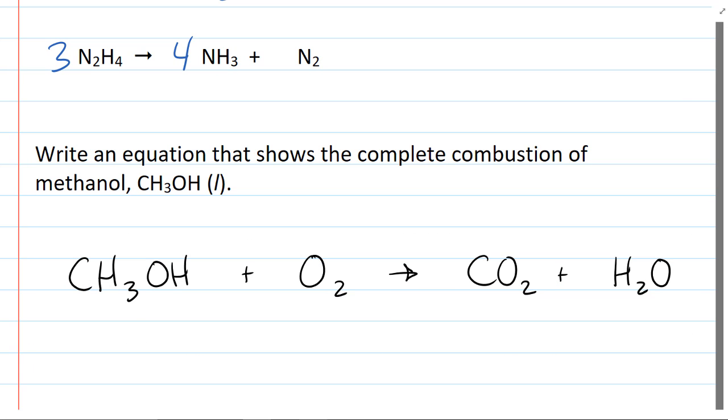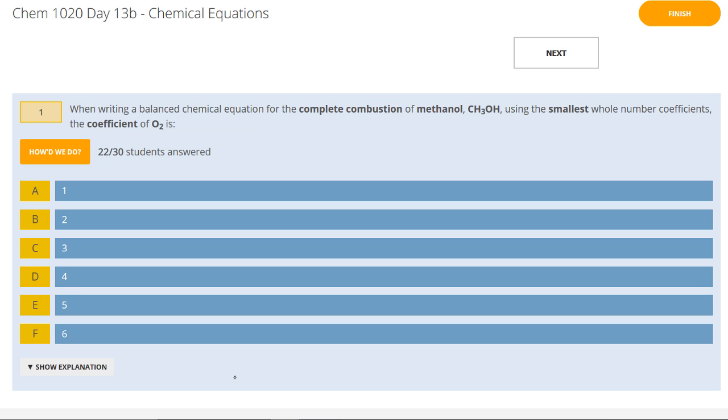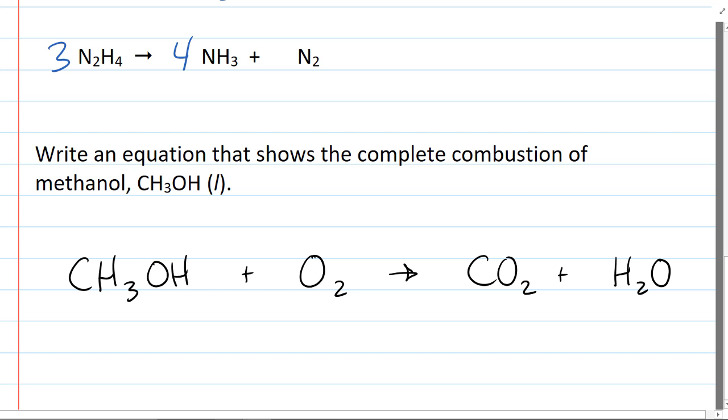Okay, let's check out the answer on the Socrative app. We'll count down on this one. 5, 4, 3, 2, 1. Correct answer here is 3. To arrive at your answer, here's how we might go about doing this.